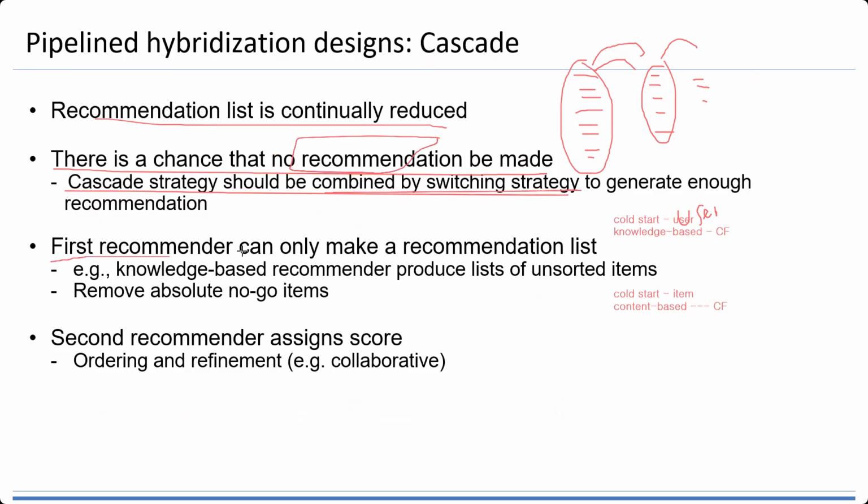For example, the first recommender can only make a recommendation list. So of course, the first one is important. Maybe in the first stage, we use a recommender based on the knowledge base. The knowledge base recommender produces a list of unsorted items, so it removes absolute no-go items. It means if the item is not necessary or if the item is not popular, we can remove it. And then the second recommender assigns scores. For example, we can do the ordering or we can do the refinement.